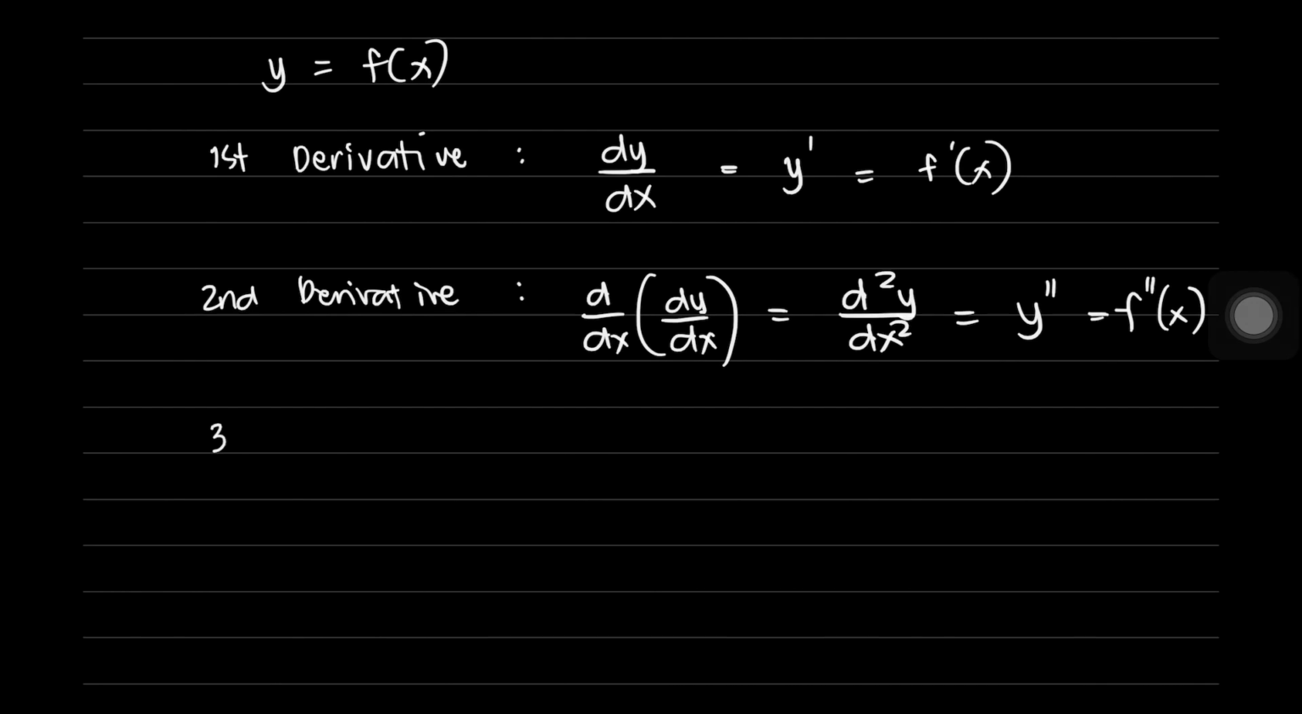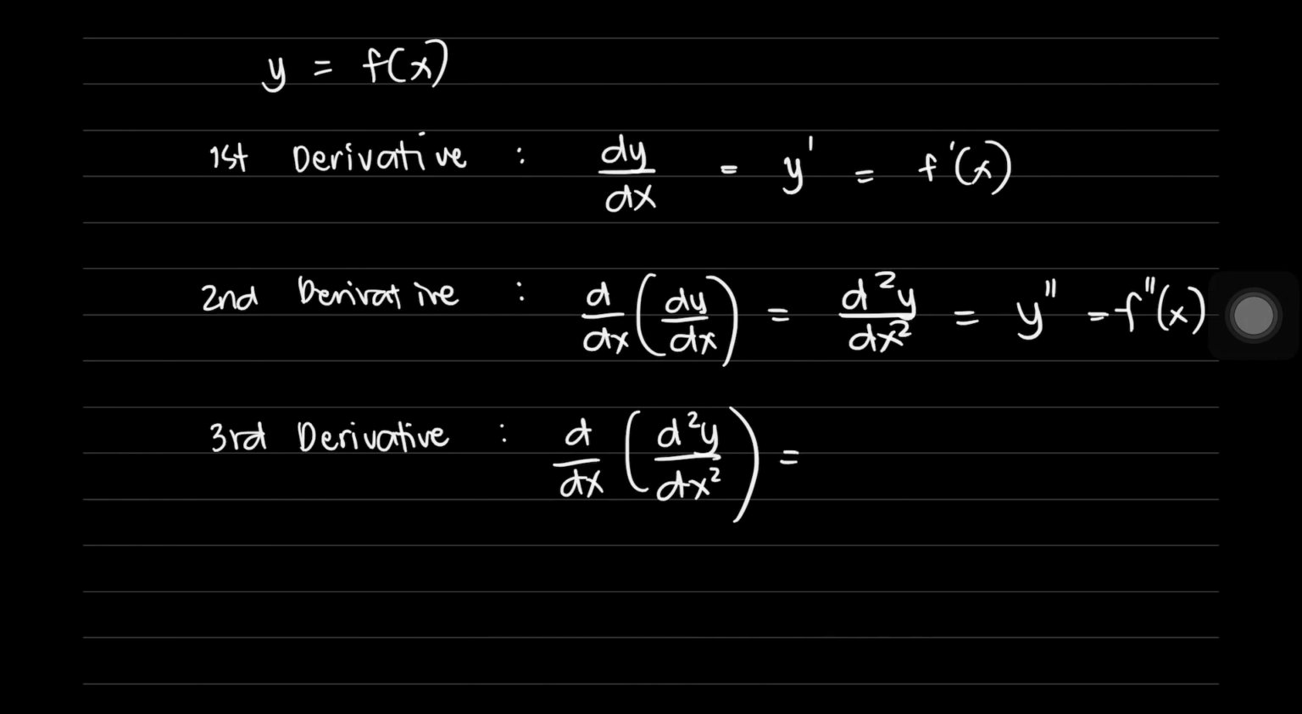Also, if we are going to solve for the third derivative of y, then we're going to obtain the derivative of the second derivative. So the derivative of the second derivative with respect to x is denoted by d cube y over dx cube, or that is now equal to y triple prime or f triple prime of x, and so on.